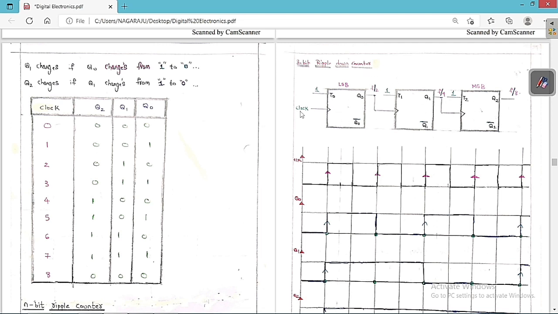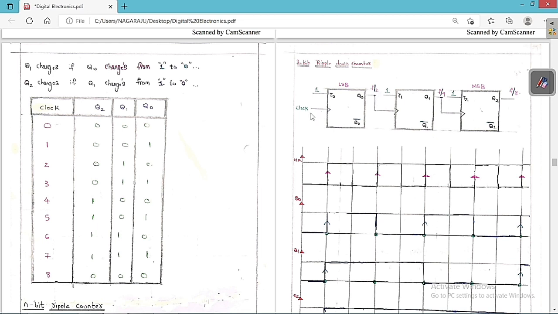Whenever the clock is given to the first flip-flop, it is called the LSB, and the farthest one is called the MSB. So now this is T0, T1, T2, and Q0, Q1, Q2, and this is Q0 bar, Q1 bar, Q2 bar. I already told you the output of one flip-flop is given as the clock to the other flip-flop. These are positive-edge triggered. All the T's are at 1 because they are working in toggling mode, and this is the LSB and this is the MSB.